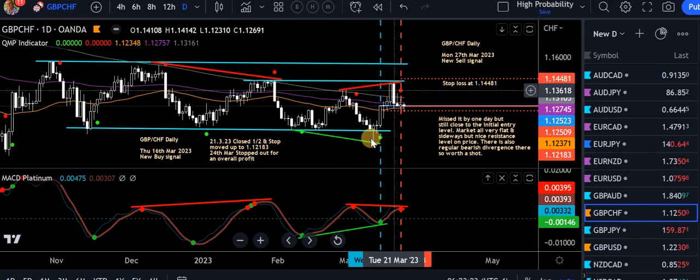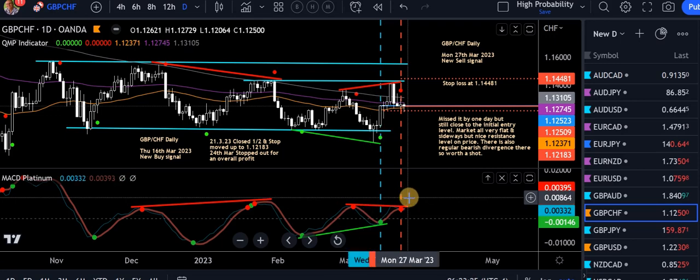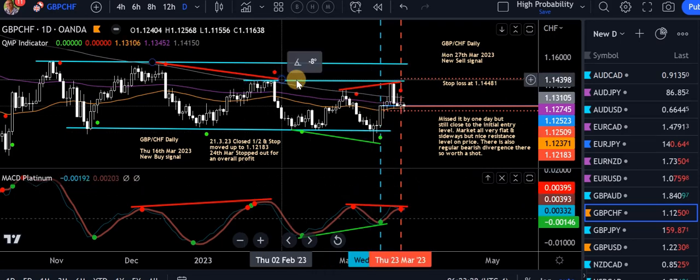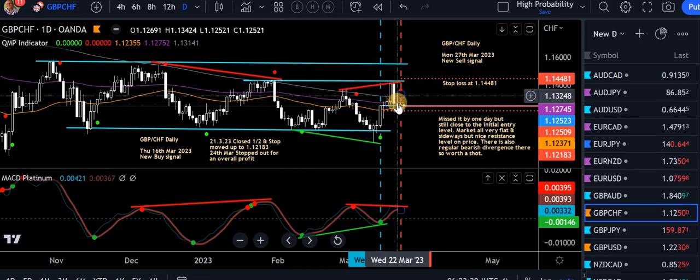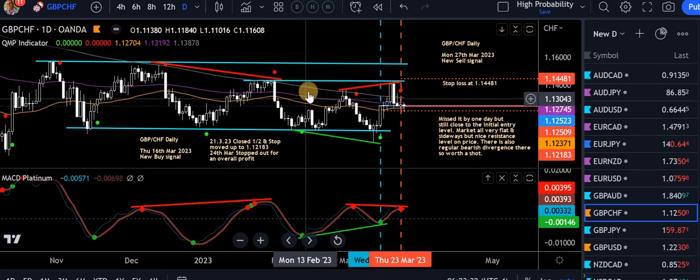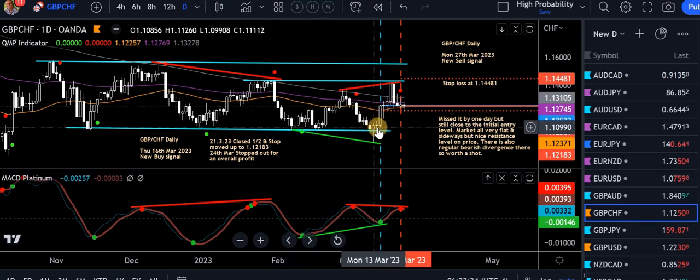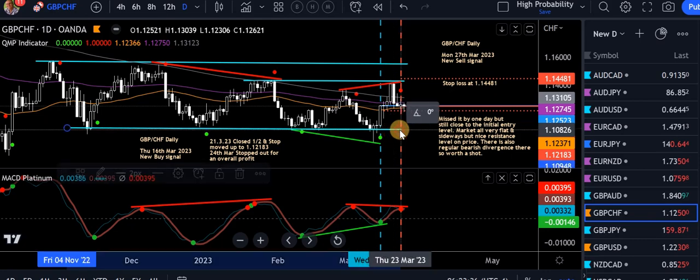There's a bit of divergence there. There's a bit of regular bearish divergence. We've got this sort of resistance level on price also. So, and there's a sell signal. The moving averages, it's all a bit sideways, but it's still up.